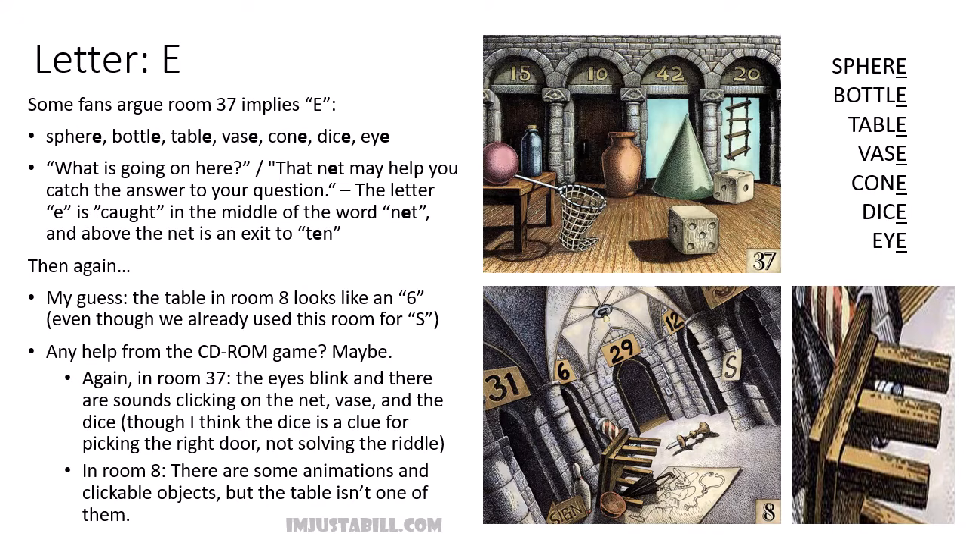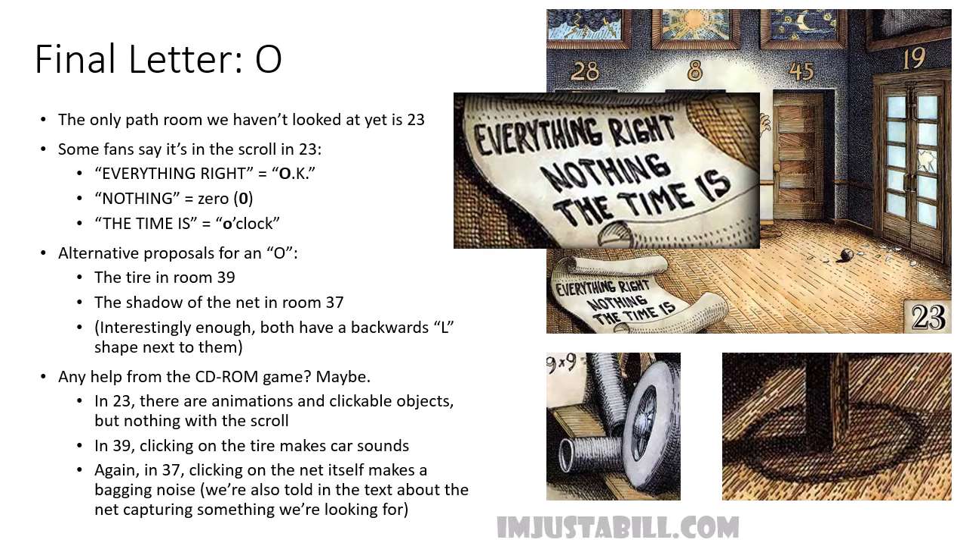So is there any help from the CD-ROM game? Maybe. So as I said, in room 37, the eyes blink and there are sounds clicking on the net, the vase, and the dice. Though, again, I think the dice is a clue for picking the right door, not solving the riddle. And in room 8, there are some animations and clickable objects, but the table is not one of them. So make of that what you will. Which brings us to the final letter, which I've saved for last, the letter O.